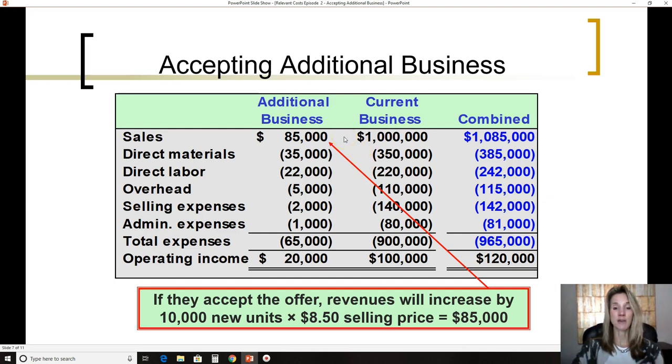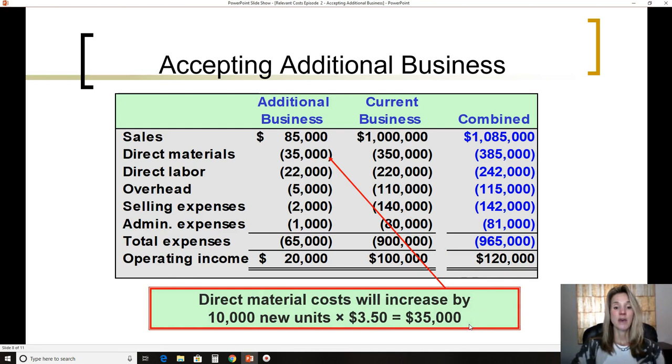The sales of this one-time offer will be $85,000, which is the number of units times the selling price of $8.50, $85,000. The direct material costs are incremental. They have to pay the direct materials in order to create these products. So the cost for direct materials, 10,000 units at a cost of $3.50 each. Direct material costs associated with just this order, $35,000.